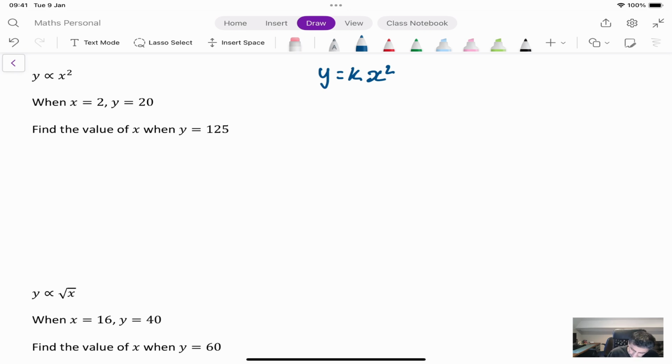Okay, so like I did before, I'm going to substitute my values in. So I'm told that when x is equal to 2, y is equal to 20. So I'm going to replace the y with 20, and that's going to be 20 is equal to k times, and my x is 2, so I'm going to do k times 2 squared. Okay, and I know that 2 squared is 4, so I'm going to replace that with k times 4, but I would prefer to write this as 4k. Okay, so I'm going to write it as 4k.